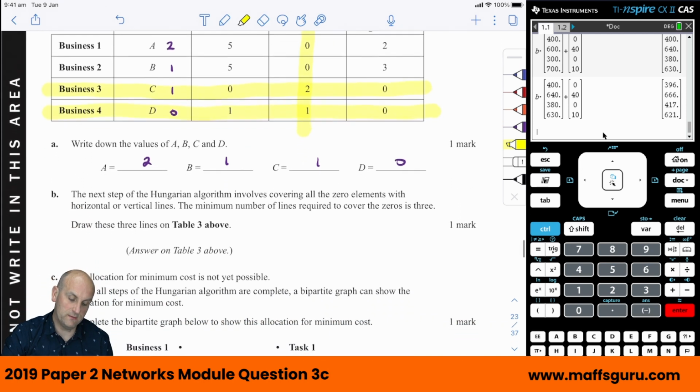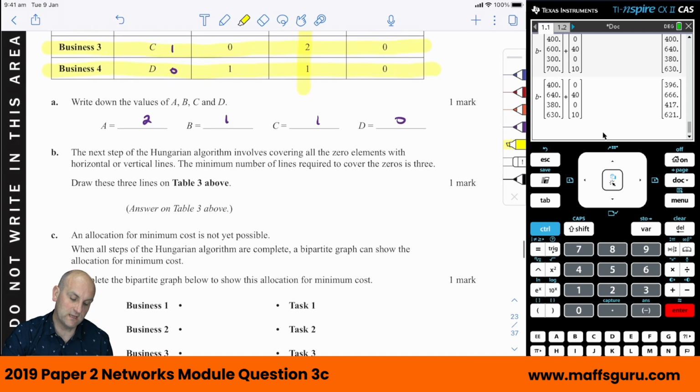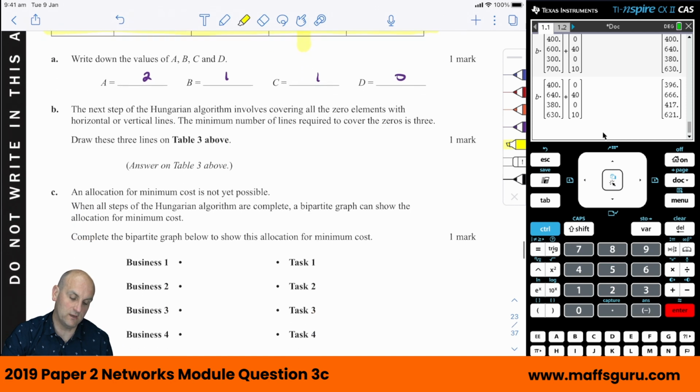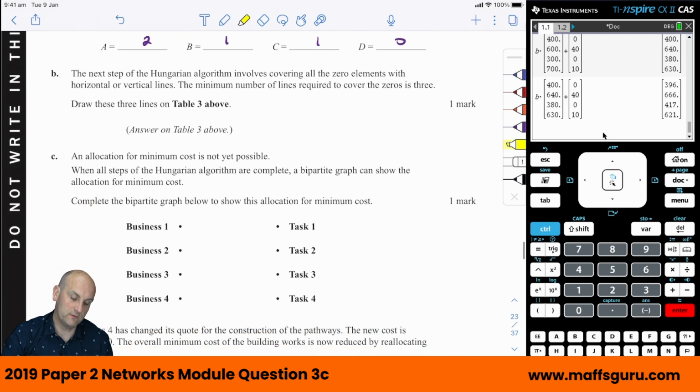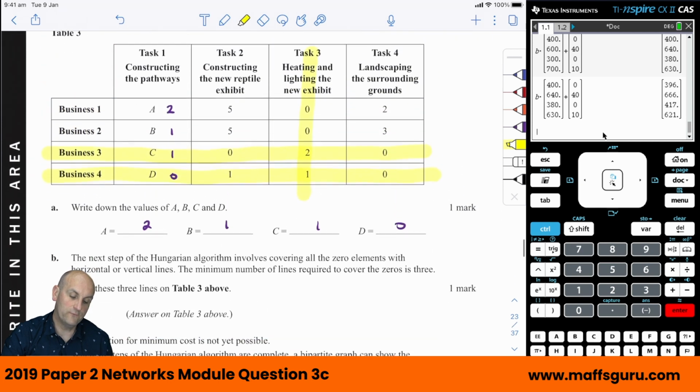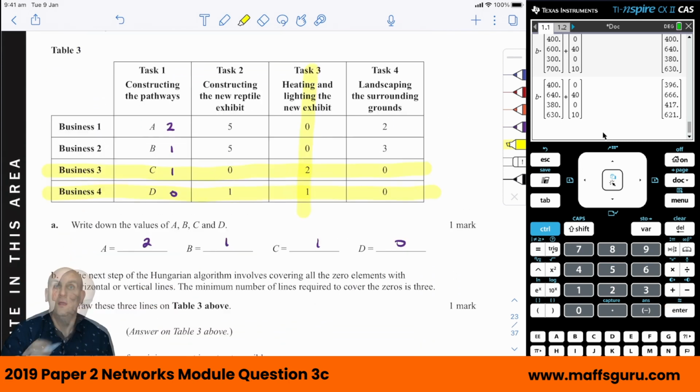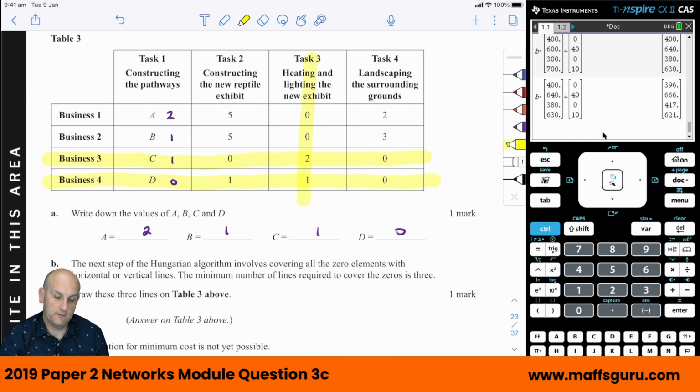An allocation for minimum cost is not yet possible. When all the steps of the Hungarian algorithm are complete, a bipartite graph can show the allocation for minimum cost. Complete the bipartite graph below to show this allocation for minimum cost. Okay, so basically this is just telling me you've got to continue with the Hungarian algorithm. And how are we going to do that?